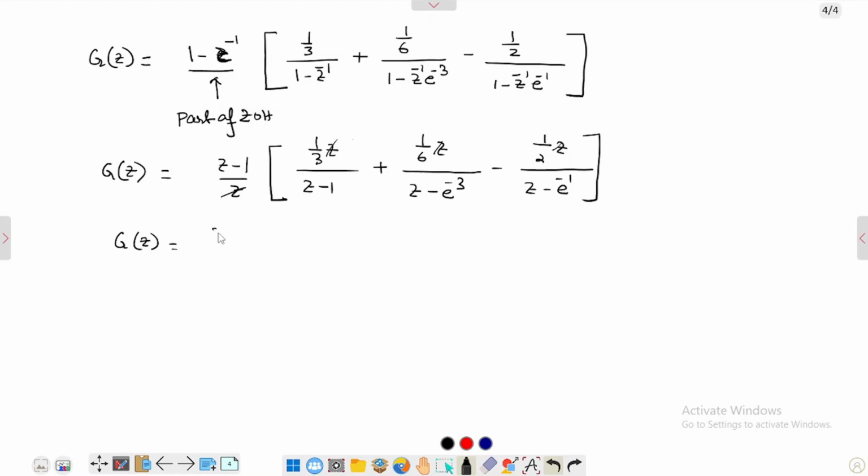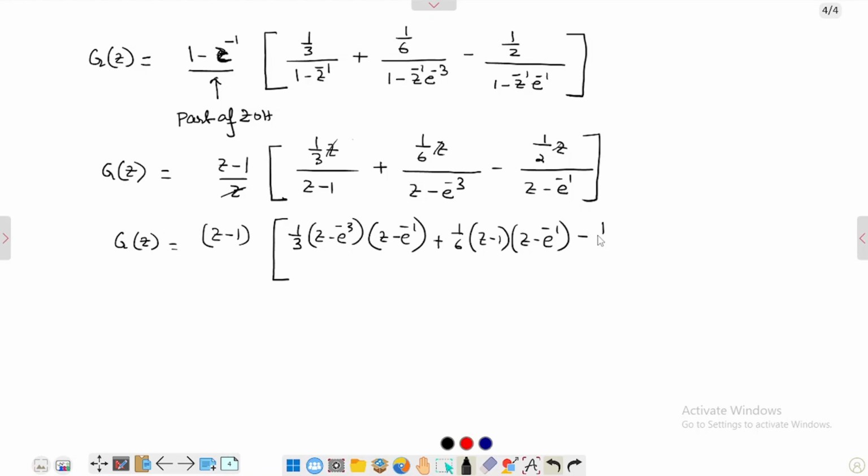G(z) will be (z minus 1) outside and bracket open. First of all will be 1 by 3. I will do the LCM: 1 by 3, (z minus e to the power minus 3), (z minus e to the power minus 1). After that, what will I get? 1 by 6. I will get (z minus 1), and I will get (z minus e to the power minus 1).